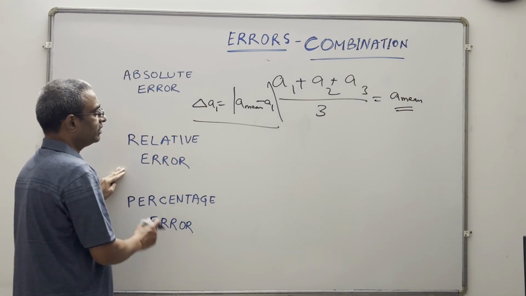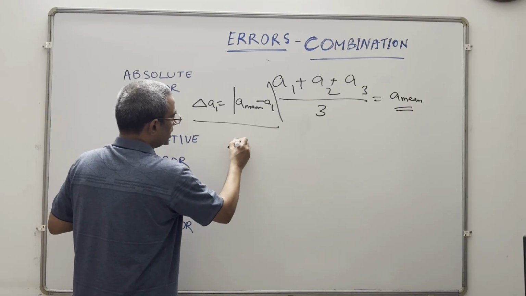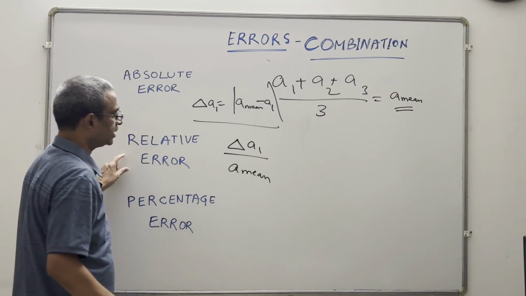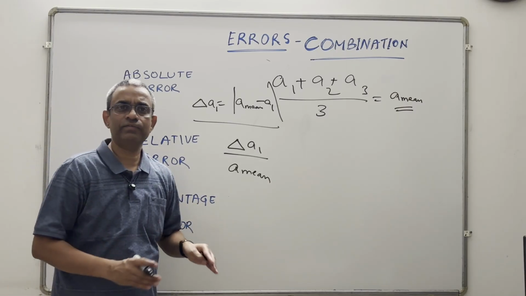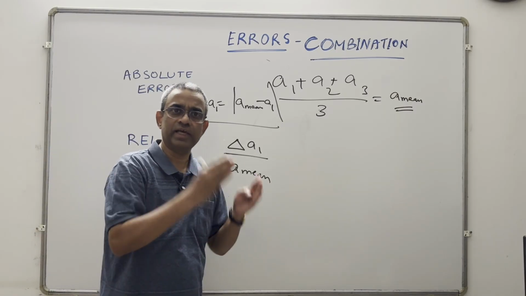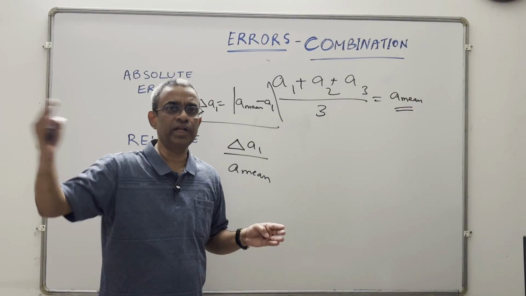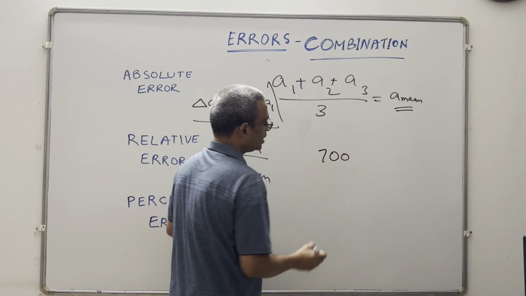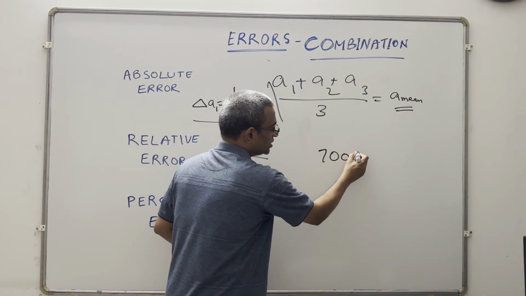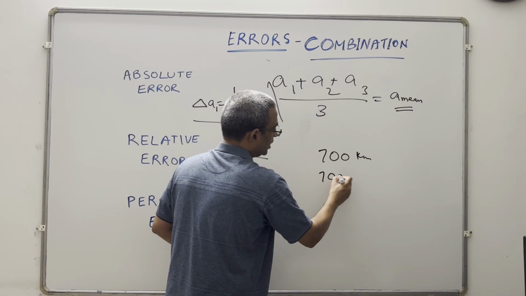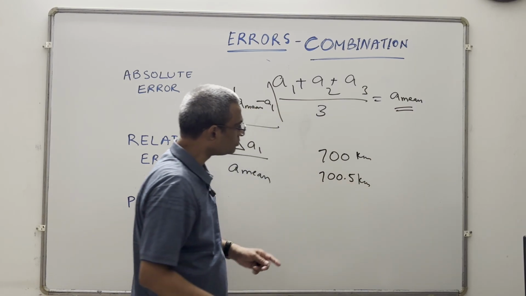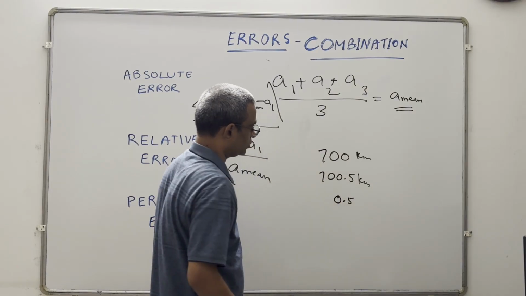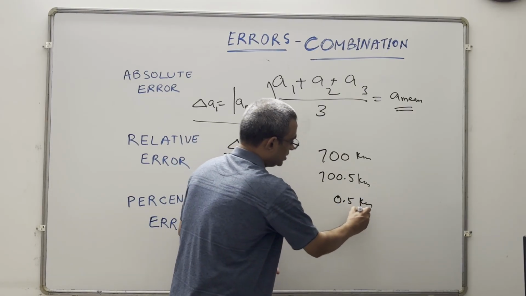And we have relative error. Relative error is delta A1 by A mean. Now, why is the relative error important? Let us say we are measuring the distance from, say, Hyderabad to Chennai, and let us say it is 700 kilometers. And somebody says, my measurement is 700.5 kilometers. So, what is the absolute error? The absolute error is 0.5 kilometers, the difference between these two.